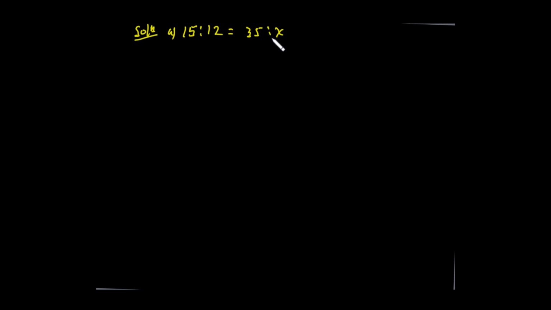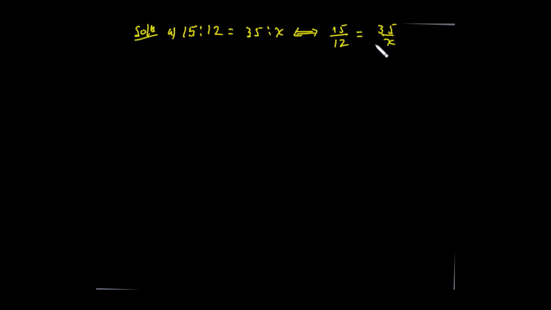The first is 15 to 12 is equal to 35 to x. This is equivalent to the fraction form of 15 over 12. The fraction form of the first ratio is 15 over 12, is equal to the fraction form of the second ratio, which is 35 over x.